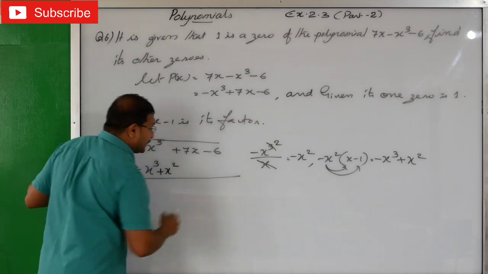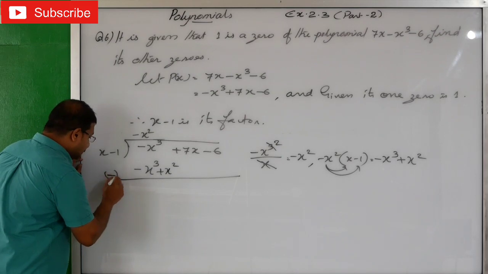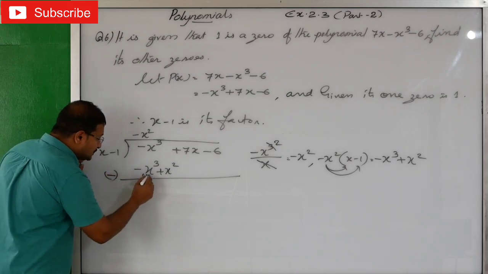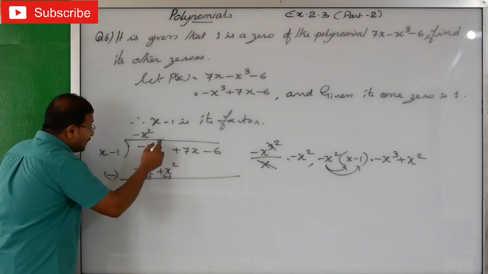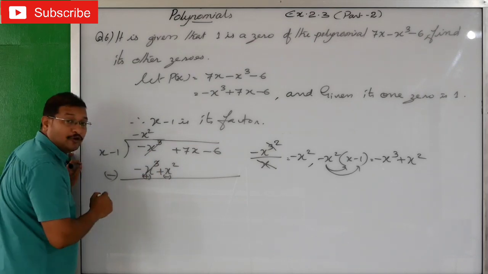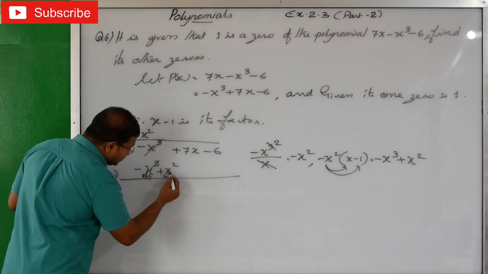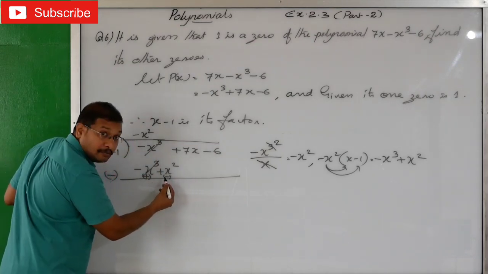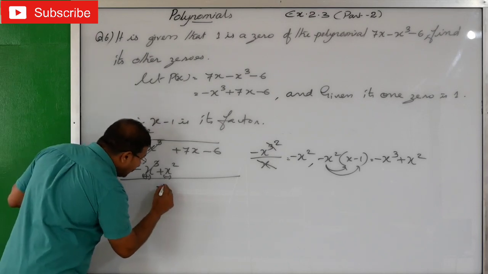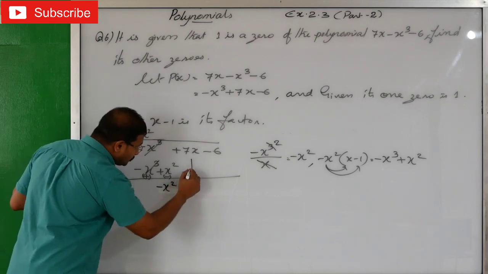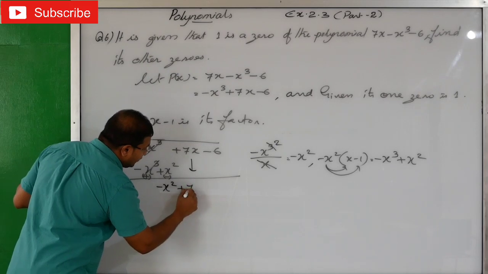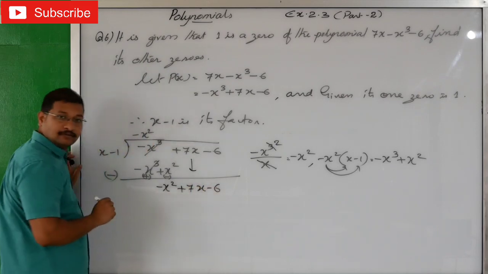Now we'll subtract. While subtracting, minus becomes plus and plus becomes minus. So minus x cube plus x cube will cancel. Here, what is here? Minus x square, isn't it? So minus x square, and these two we will bring down: plus 7x minus 6. Ready?